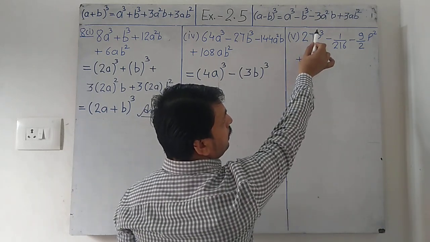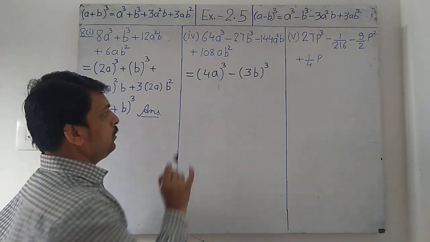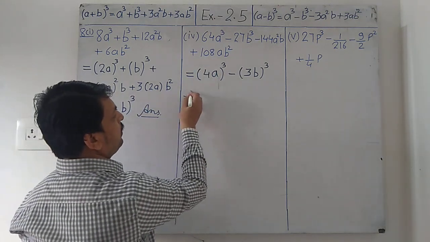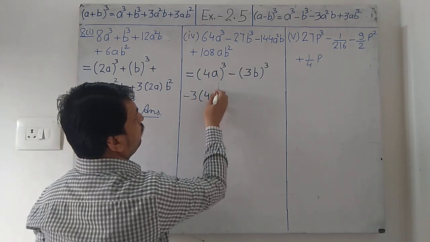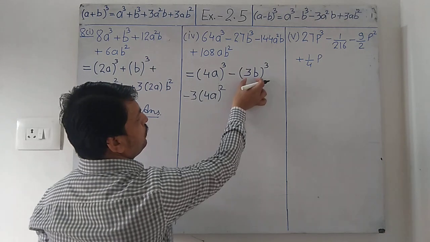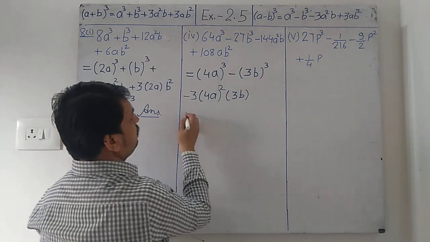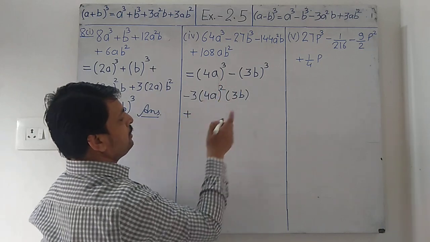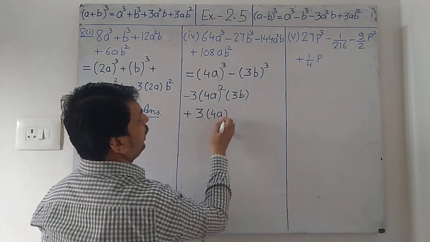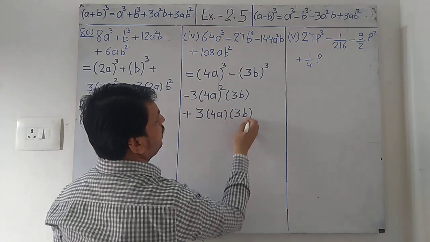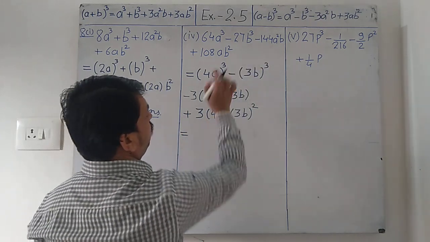Now we check the third term. The third term is minus 3a square b, so we write minus 3 (4a) square times (3b). And the last term is plus 3ab square, that is 3 (4a) (3b) square. Students, here we can check our third and fourth terms.